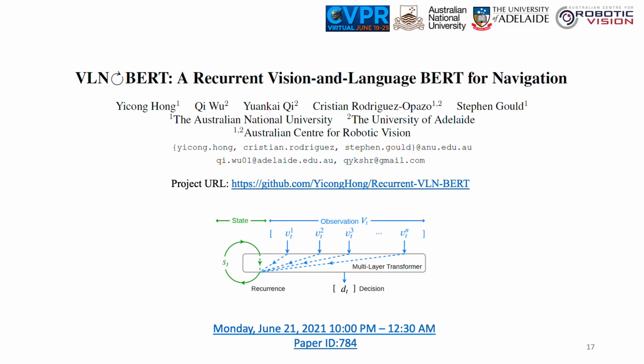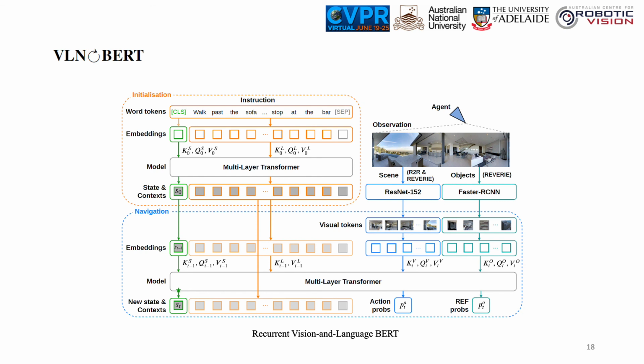So in this year's CVPR, we proposed a recurrent BERT model that is time-aware for use in VLN. Specifically, we equip the BERT model with a recurrent function that maintains cross-modal state information for the agent. Here is the scheme for the VLN recurrent BERT. At the initialization stage, the entire instruction is encoded by a multi-layer transformer, where the output feature of the CLS token serves as the initial state representation of the agent. During navigation, the concatenated sequence of the state, the encoded language and the new visual observation is fed to the same transformer to obtain the updated state and the decision probabilities.